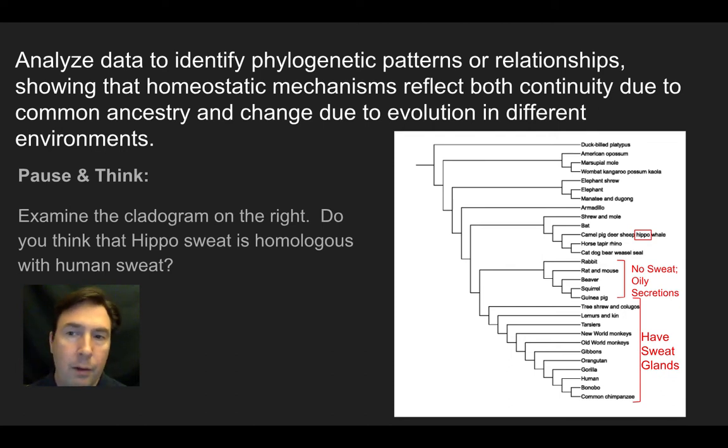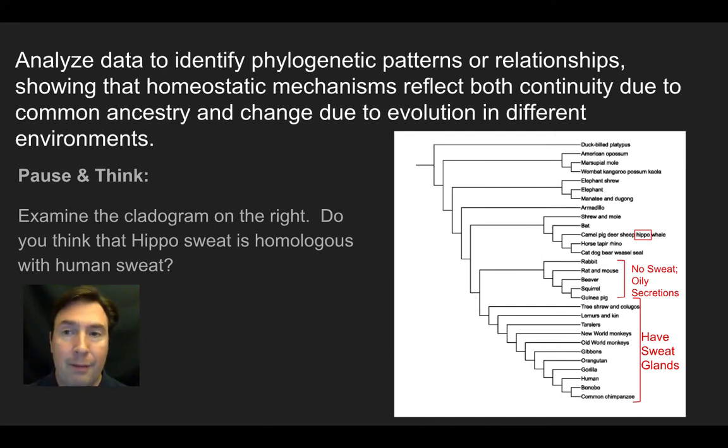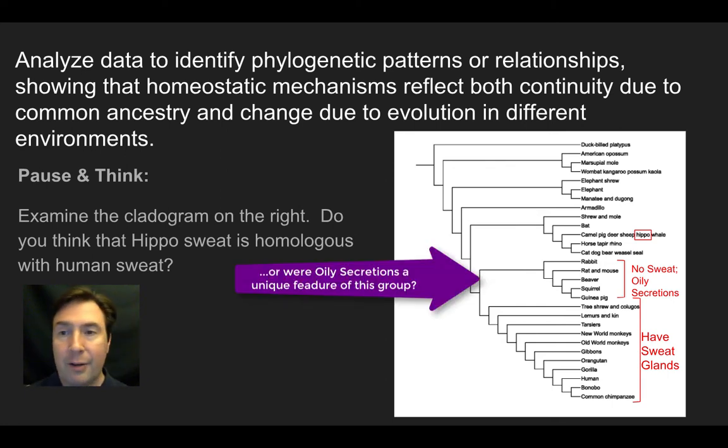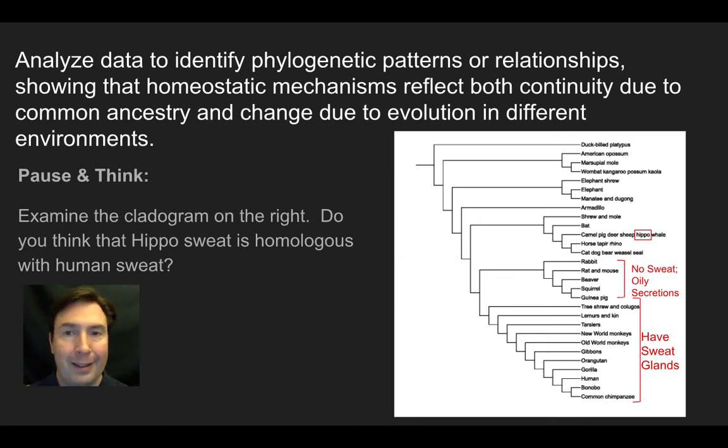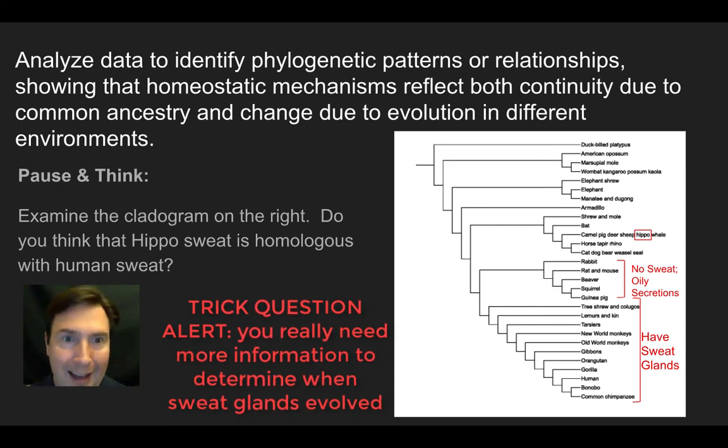If, in fact, they produce an oily secretion, it would suggest that sweat is this novel thing that evolved in this whole group of animals that include humans. But maybe if this group was to produce sweat, then the oily secretions are actually unique to this clade here. All right. So again, it's a little bit of a trick question. It doesn't have a clear answer.